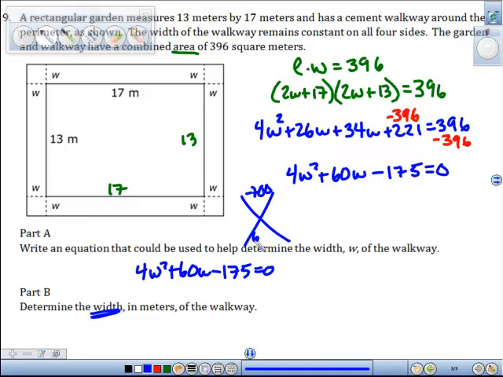And then we have 60 on the bottom. Okay, so factors of 700 that would give us 60. Since this is negative up top, that means that one of these is going to be negative, and this is positive. So the bigger of the two is going to be positive.